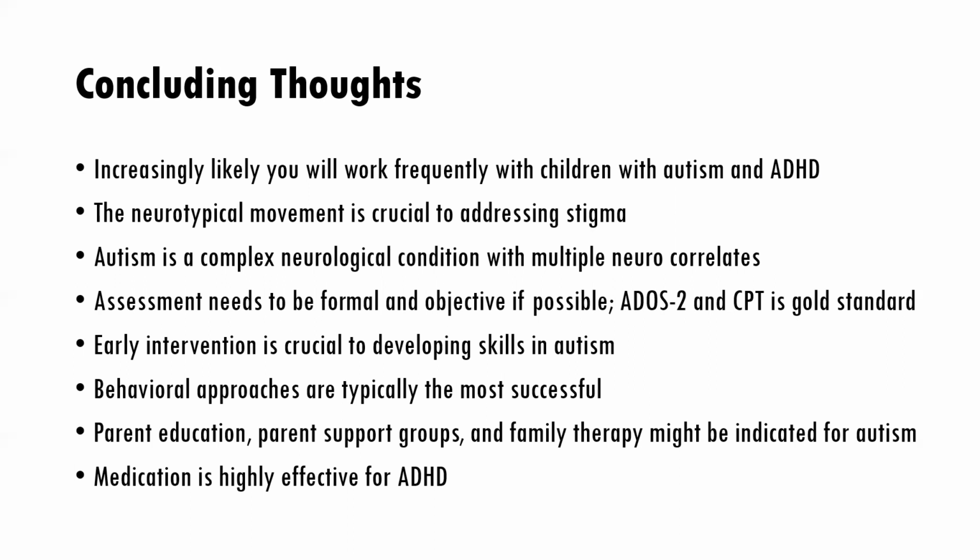Parent education, parent support groups, and family therapy may be indicated for autism, and that's something that counselors are best prepared to provide, whereas something like ABA is something probably you're not going to be doing. Medication is highly effective for ADHD. You should just know that that's always a treatment option, though not every child or adult or parent will want it. So you have to explore other options as well.